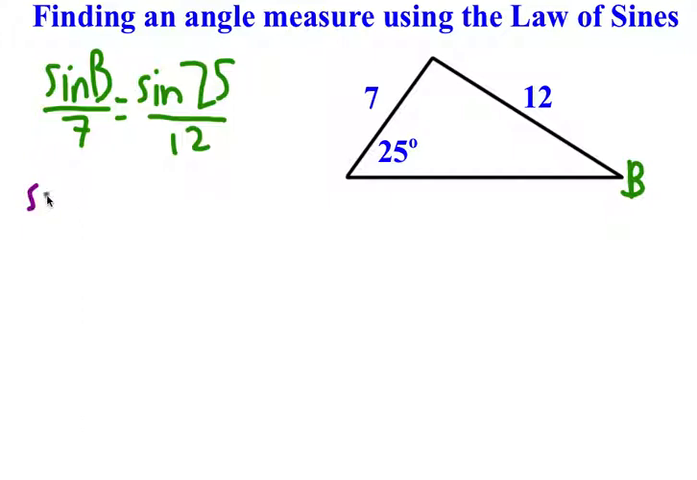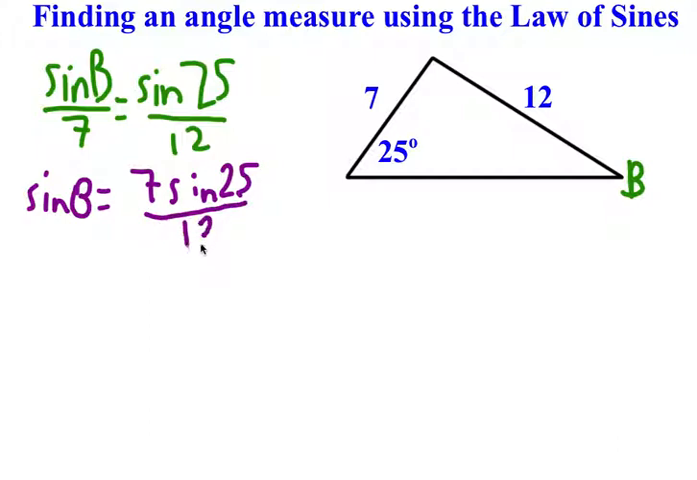So we go ahead and multiply both sides by 7. So that becomes 7 times the sine of 25 degrees divided by 12. And in order to ensure some more accuracy, when I take the inverse to get B by itself, that is, I take the sine inverse. Now I want to make sure I'm in degree mode, of course, in my calculator, if I want my answer in degrees, which I must because I started in degrees.